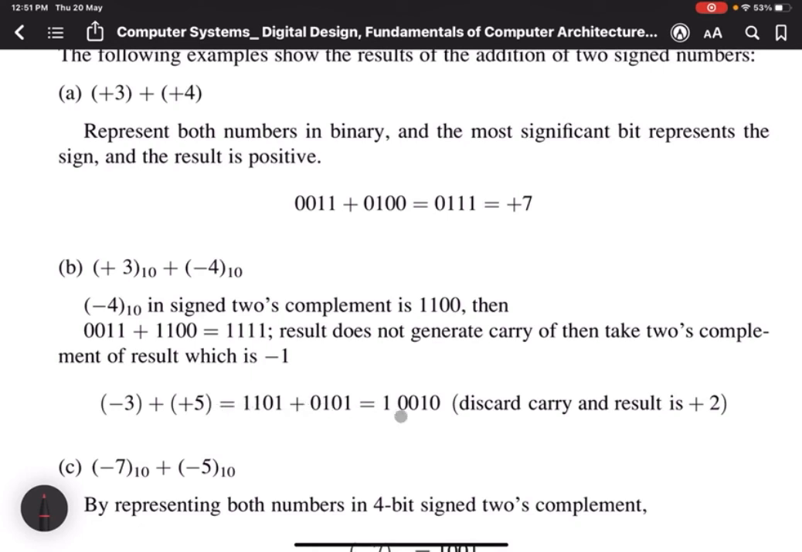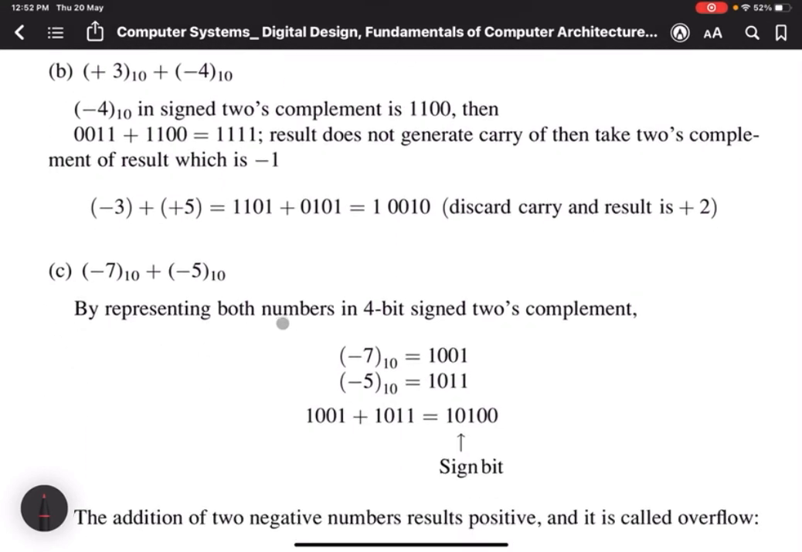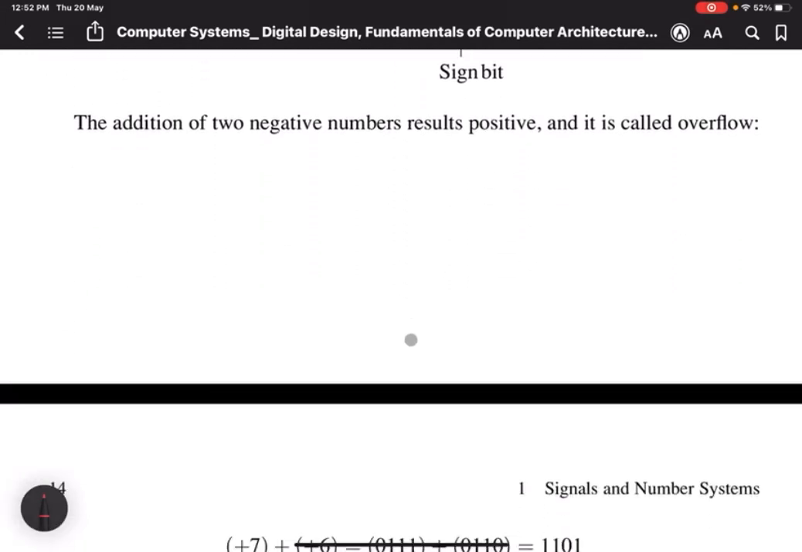Negative 3 plus positive 5 equals 110. Ito yon, nag-generate ng carry. So, discard the carry and the result is plus 2. So, remember again, sa taas, di ba? Kapag may carry, positive siya. Pag walang carry, yung 2's complement ay negative. Okay? So, the same example, the same procedure and operation.